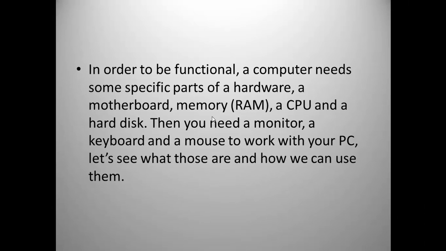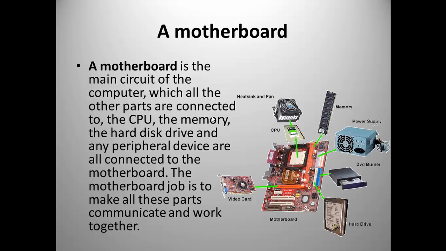In order to be functional, a computer needs some specific parts of the hardware. A motherboard, as we saw earlier, memory or RAM, CPU, the brain, hard disk. Then you need a monitor, a keyboard, and a mouse to work with your PC. Let's see what those are and how we can use them. Let's start with the motherboard, which is this guy over here.